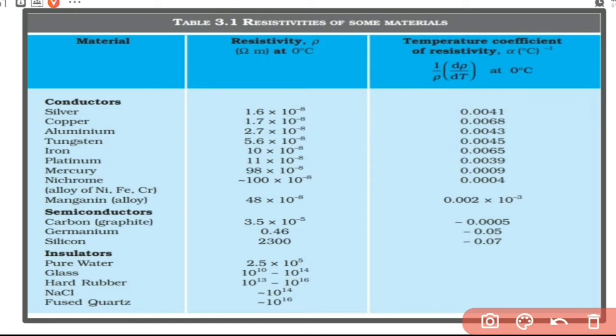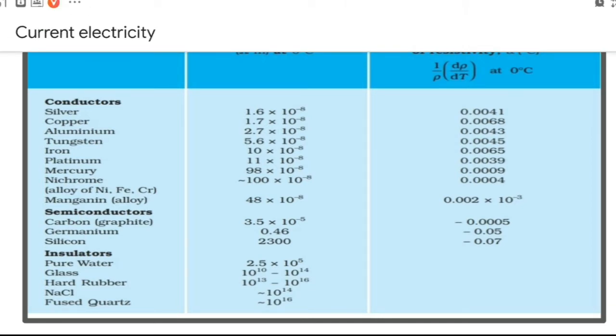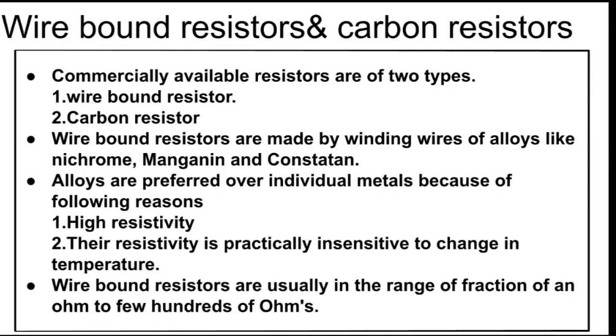So we can say that it is the resistivity which decides whether a material is a conductor, semiconductor or insulator. If the resistivity value is very low, that material turns out to be a conductor. If it is very high, it will surely be an insulator. And if it lies between the two ranges, not too low, not too high, surely that material will be a semiconductor. So it is the resistivity which decides whether a material is a conductor, semiconductor or an insulator.